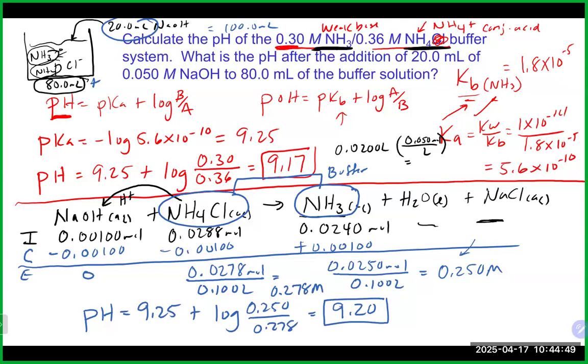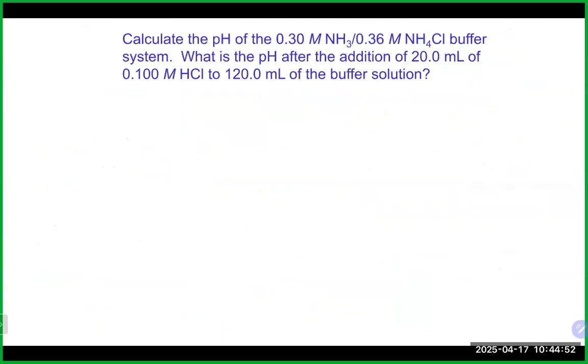All right, why don't you try one more here? We'll do the same buffer, but in this case, we're going to add 20 milliliters of 0.1 molar HCl to 120 milliliters of your buffer. So obviously you don't have to do the first part again since we did it in the previous problem. You can just look at the second part here. So let's just do the second part. Again, this is our same buffer system. And again, Kb of NH3 is 1.8 times 10 to the minus 5.